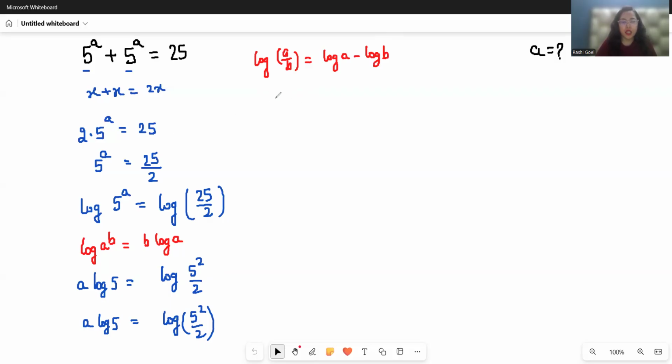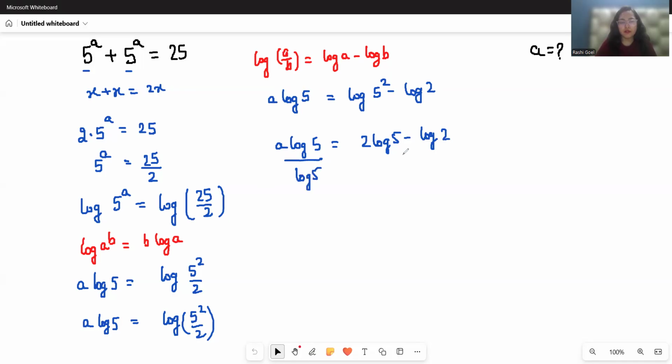So it becomes a log 5 is equal to log 5 square minus log 2. This log 5 power 2, again I can write as 2 log 5 minus log 2. Now divide both sides by log 5. So a is equal to 2 log 5 by log 5 minus log 2 by log 5.